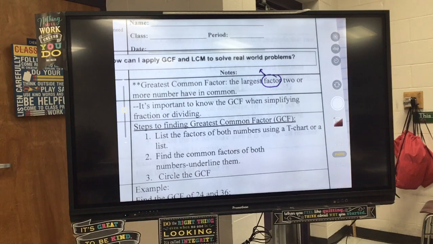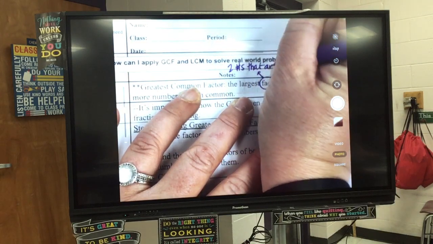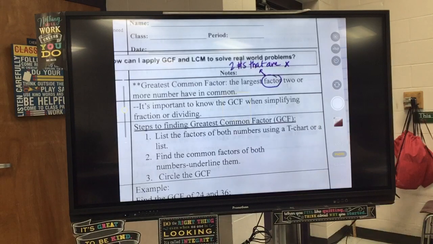Factor means something that makes up a multiple equation. No. Yes. Yeah, so it's two numbers that are multiplied. You can only ever multiply two numbers at a time. So if I give you the number 10, what are two numbers that we can multiply together to get 10? Gabby? 2 and 5. What are two other numbers that I can multiply together to get 10? Lily? 1 and 10. Those are factors. So two numbers multiplied to give you one number, okay?